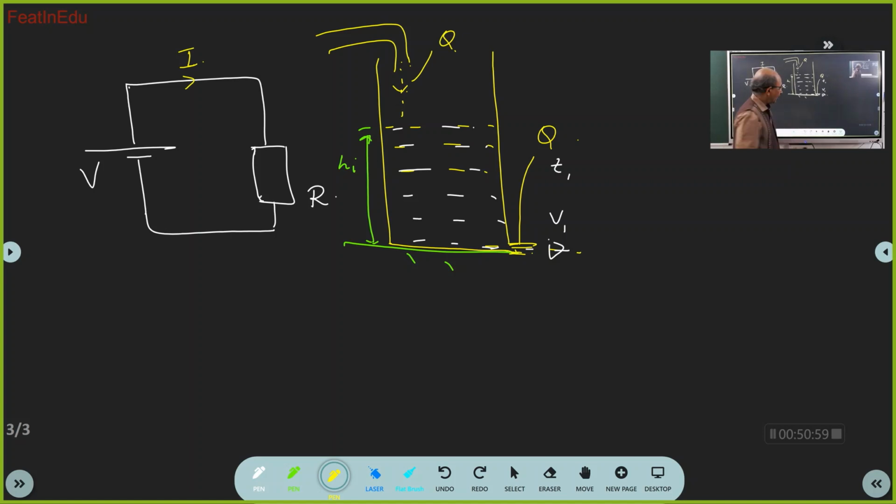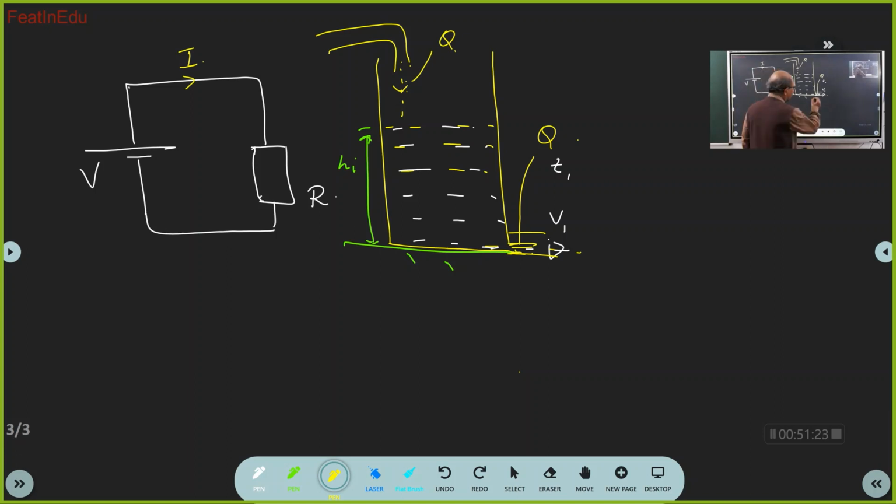Clear? Now, what if I make this outlet bigger? If I make this bigger, what will happen? More amount of water will go, so I will adjust this such that the height is constant. So more amount of water will go, height will be constant. Correct? I will adjust that also like that.